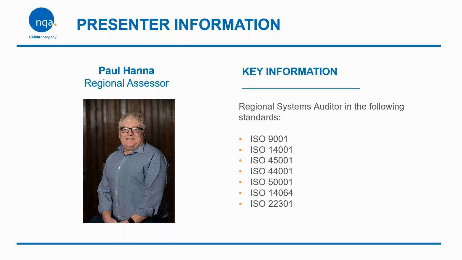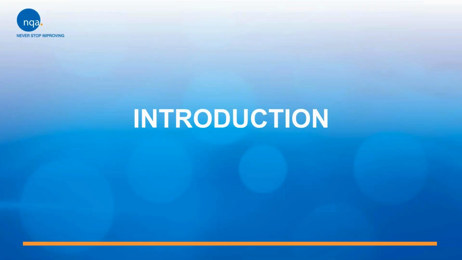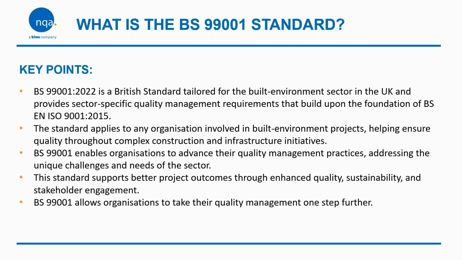Okay, so introduction. BS 99001:2022 is a sector-specific British standard designed to strengthen quality management within the built environment. It covers design, construction, civil engineering, infrastructure, and related services. 99001 doesn't replace ISO 9001, which many organisations already have. It's more meant to enhance it and tailor it to the needs of the construction sector. It's sort of like a bolt-on to 9001.